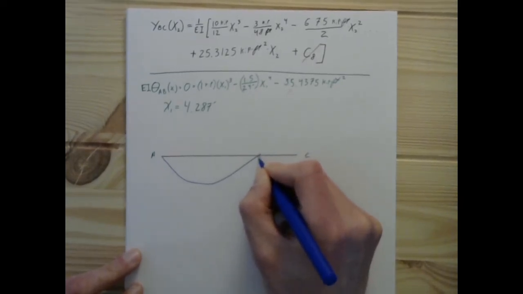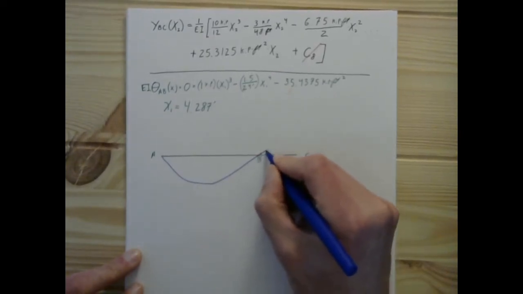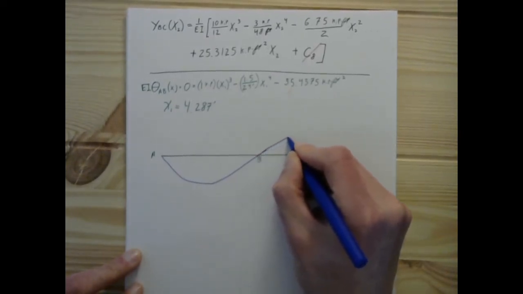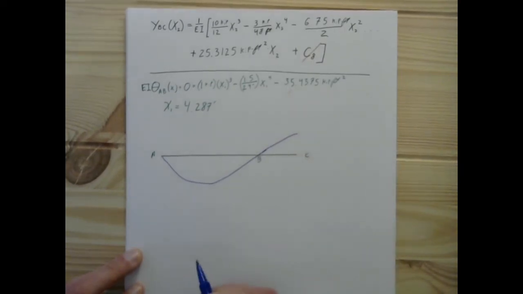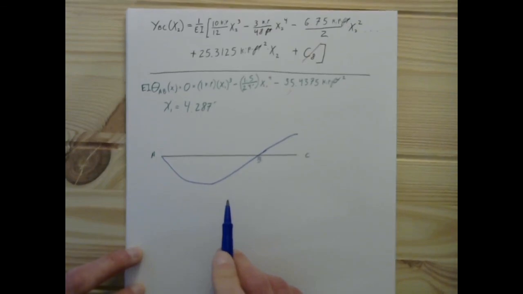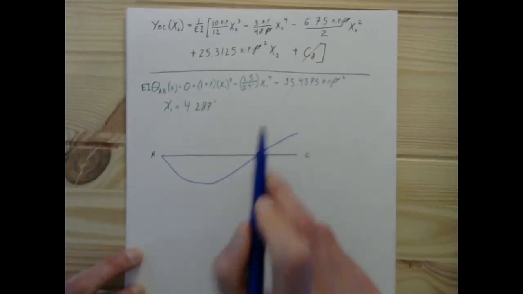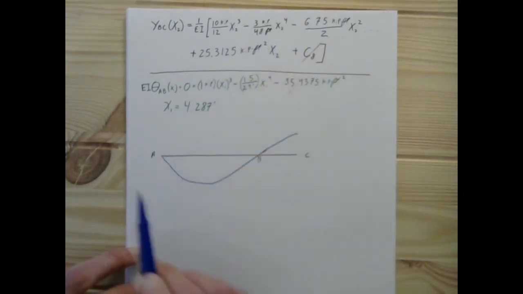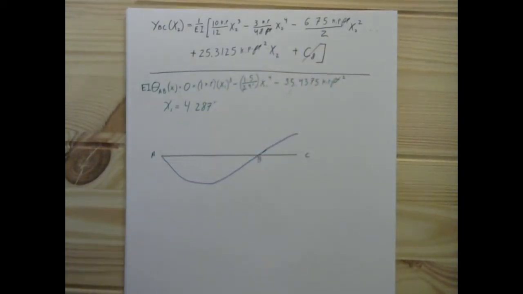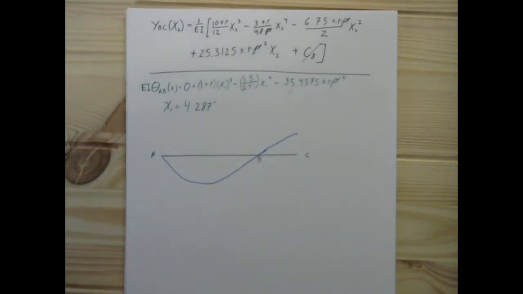It hits 0 again at B because it's got to. And then it's going to start slowing down its slope a little bit, but it is just going to be levering up at C. So our maximum is going to be at the end, so just pop 3 feet into this function and see what we get for that.